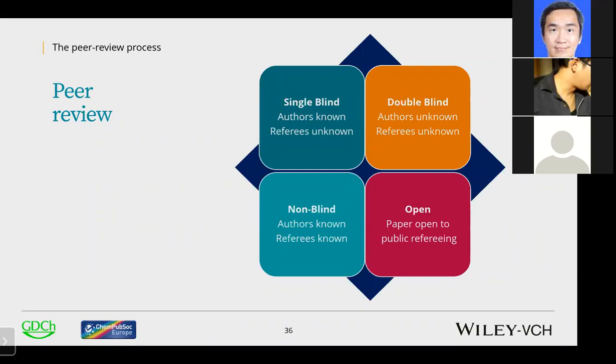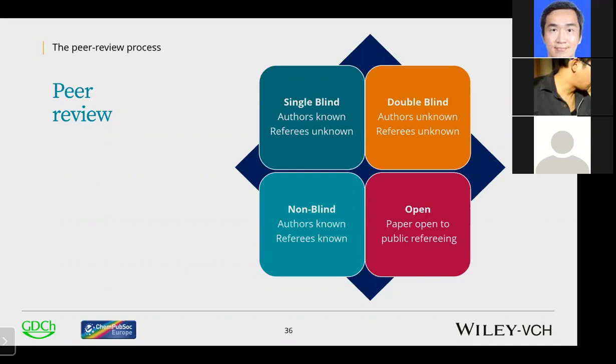There are different types of peer reviews, and the most common one, and also the one we use, is the single blind mode, which basically means that authors are known to reviewers, but reviewers are not known to authors. There are, of course, other types of peer review processes, such as double-blind peer review, in which authors are unknown to reviewers and reviewers are also unknown to authors. And of course, there is non-blind peer review, which basically means that reviewers are also known to authors.